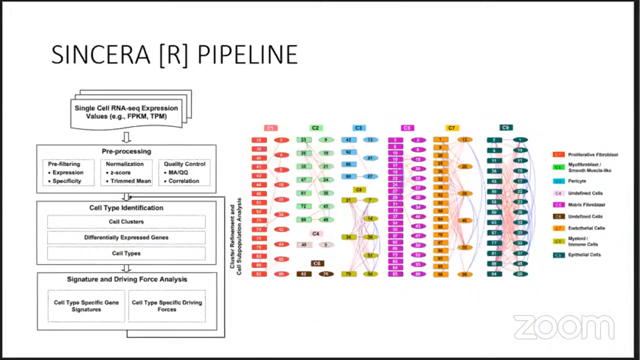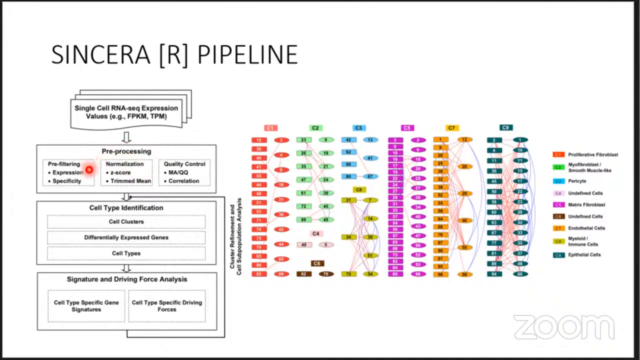So the other pipeline, very common pipeline, is Sincera, which is integrated and works with RStudio. This pipeline takes your aligned reads and the count matrix from the aligned reads, and then it processes them. So automatically it processes, it has all these scripts in it.